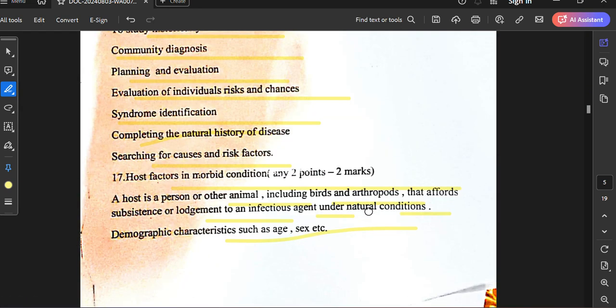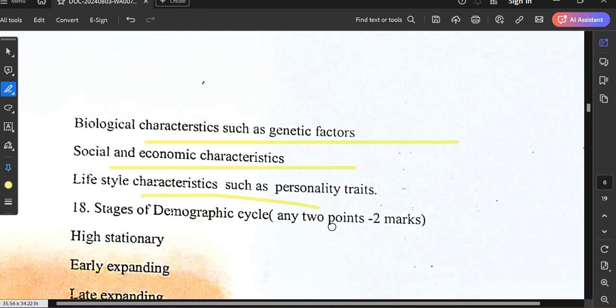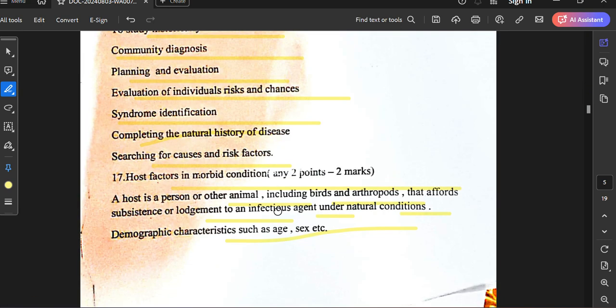So, the host factors in morbid conditions. Who is a host? A host is a person or animal who affords the lodgement of an infectious agent under natural conditions. Here we use the demographic characteristics such as age, sex, etc. The biological characteristics such as genetic factors come into play. Social and economic characteristics come into play. Lifestyle characteristics such as personality traits will also be affected by the host factors in the morbid condition.